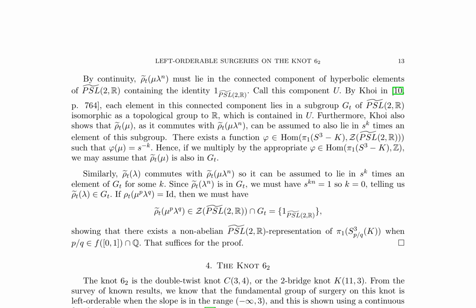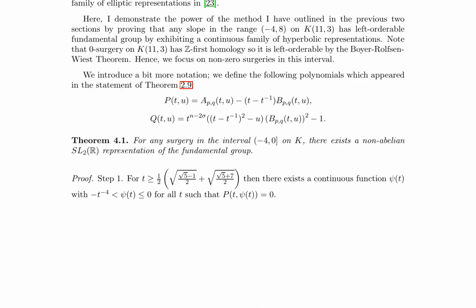The authors define polynomials P(t, u) and Q(t, u) that appear in the statement of Theorem 2.9. They then prove Theorem 4.1, which states that for any surgery in the interval (4, 0) on K, there exists a non-abelian SL(2, R) representation of the fundamental group. The proof involves showing that for t greater than or equal to t_min, there exists a continuous function ψ(t), with t4 less than ψ(t) less than or equal to 0 for all t such that P(t, ψ(t)) = 0.